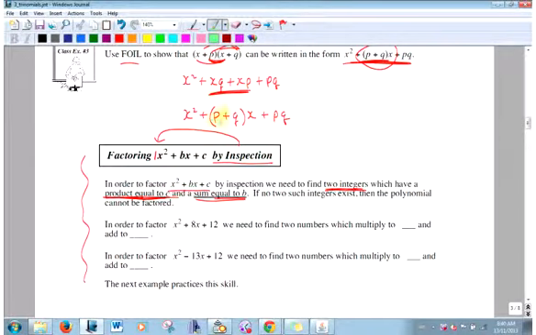P and q is b. These add up to give us b. P times q is what c is. That's the L in FOIL, the two last terms multiplied by one another. Okay? That's what we do.